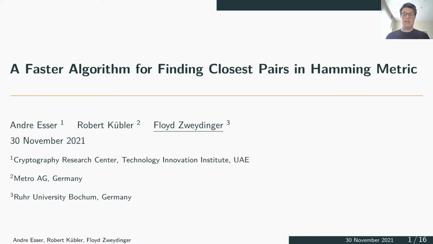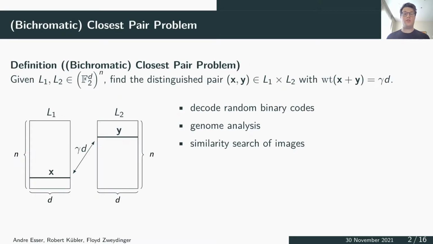As the title already suggests, today we take a look into the closest pairs problem, which is defined in the bichromatic version by given two lists, L1 and L2, both of size n. Each element inside these lists is a binary vector of dimension d, and the goal is now to find a distinguished pair x and y in these two lists with relative Hamming distance gamma.